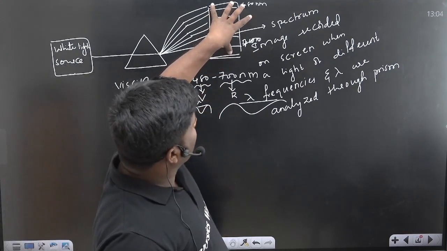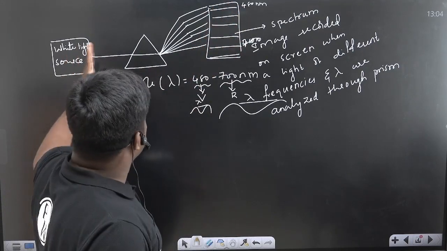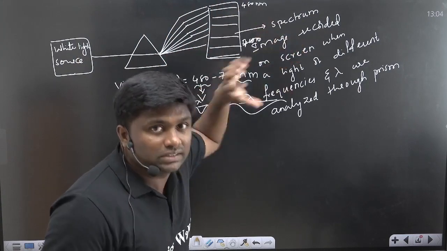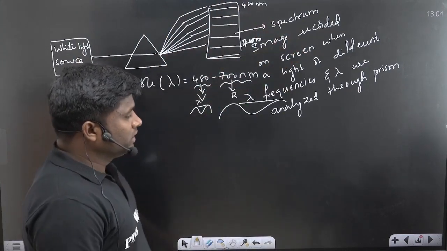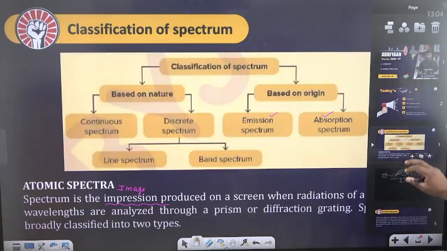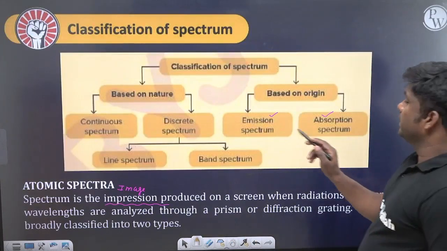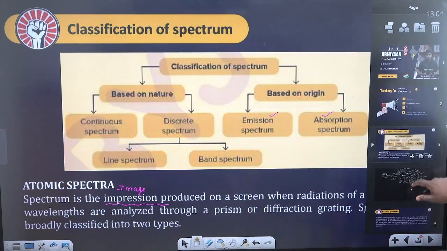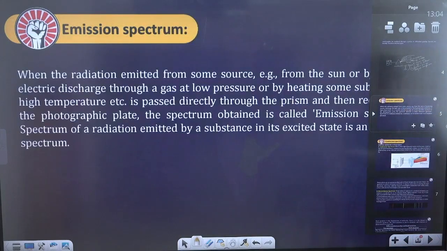So here we kept one photographic plate. This light split into 7 colors and recorded one image here that is called a spectrum, right? This spectrum is broadly classified into how many types? Mainly 2 types. One is emission spectrum, another one is absorption spectrum. So first of all we'll see what is emission spectrum.